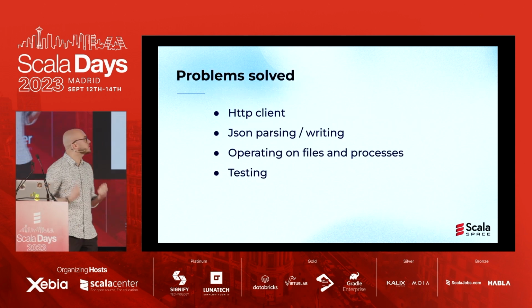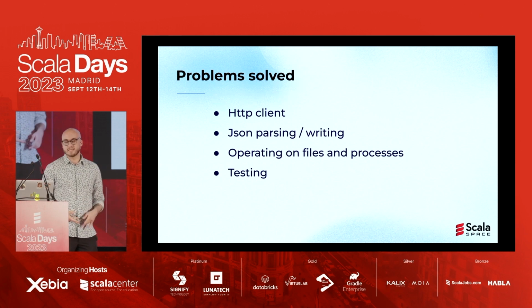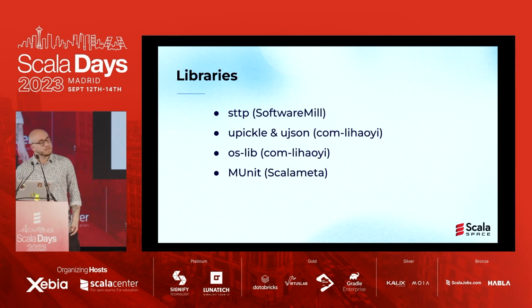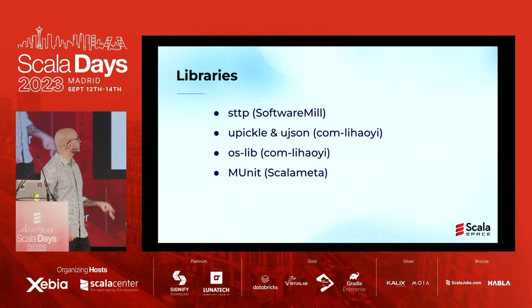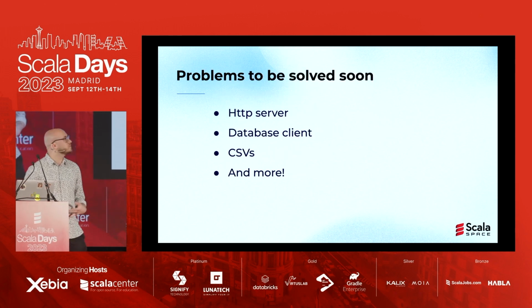The problems that we solved so far with the toolkit are the HTTP client, JSON parsing and writing, operating on files and processes, and testing. These problems were solved with a set of libraries from various ecosystems. From Software Mill, we have sttp, we have upickle and os-lib from Li Haoyi, and for testing, we have MUnit from Scala Meta. We want to solve even more problems.